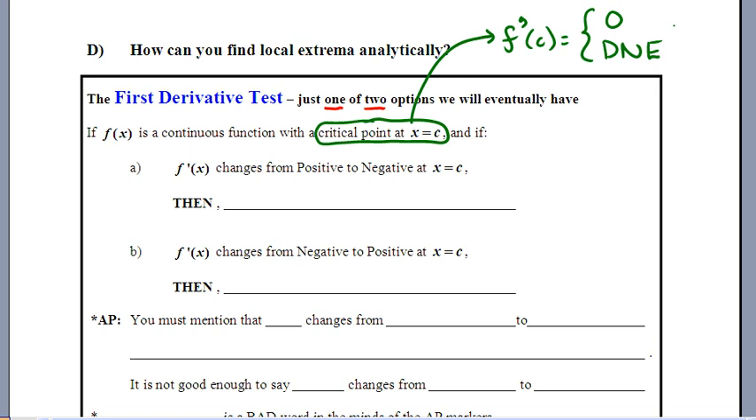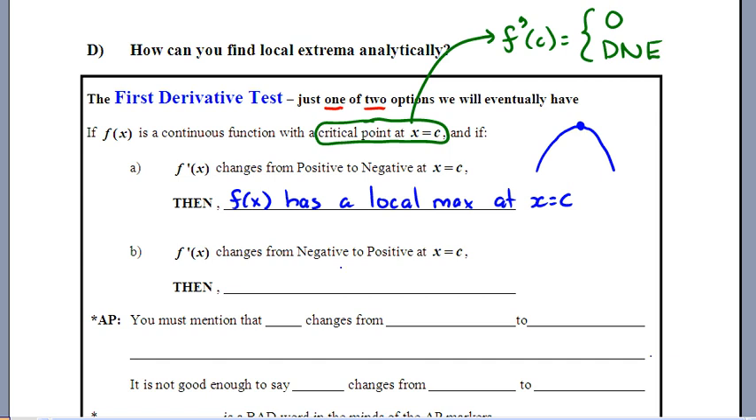So if you've got some critical point located at c, then if the derivative changes from positive to negative at x is equal to c, well, let's think about what that would look like. So I have a positive derivative and then some sort of critical point and then a negative derivative. That's going to be the top of a hill. Then you can say f of x has a local max at x is equal to c. It might even be the absolute max, who knows.